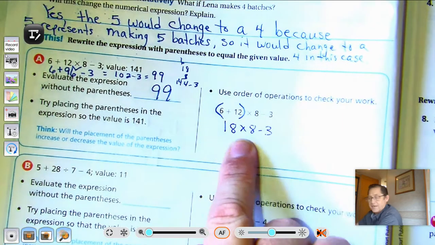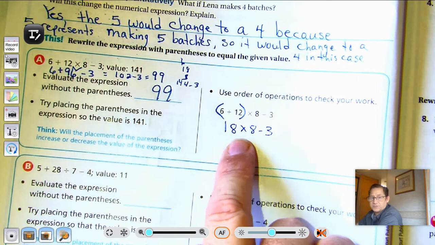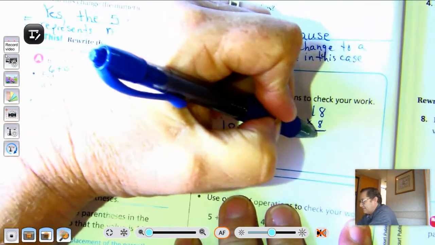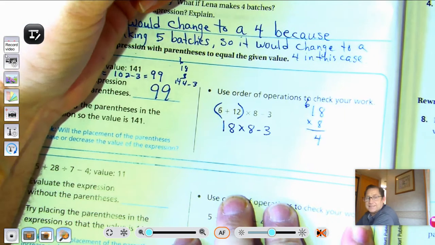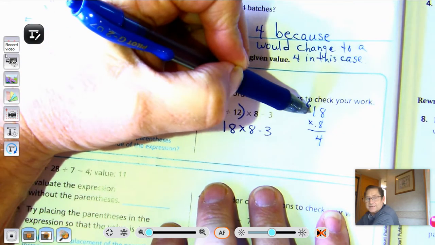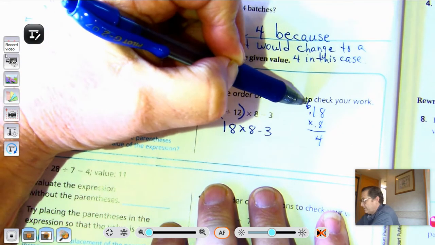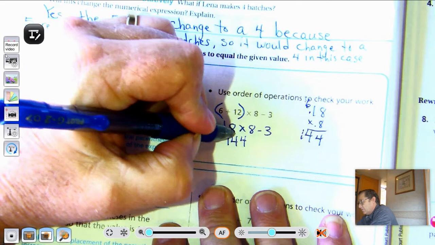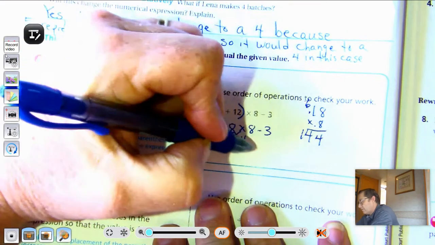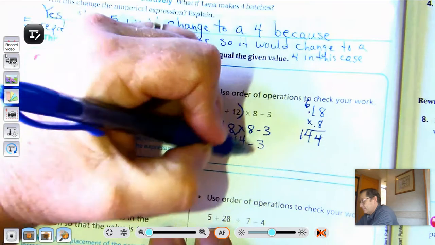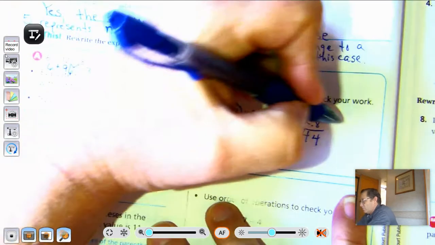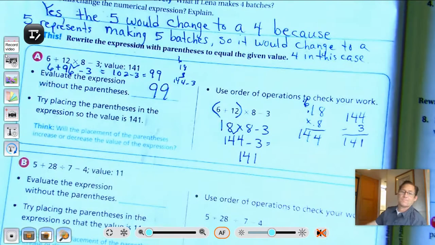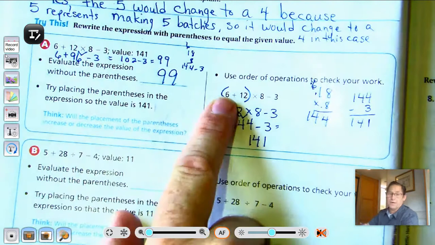So now I'm left with multiplication and subtraction. So the order of operations tells me to multiply first. So 18 times 8. 8 times 8 is 64. I'm going to regroup that as 6 tens and 4 ones. 8 times 1 ten is 8 tens, and 6 more tens is 14 tens, or 144. So 18 times 8 is 144. And then if we take away 3, we'd have 141. Okay. So the parentheses will go around 6 and 12.